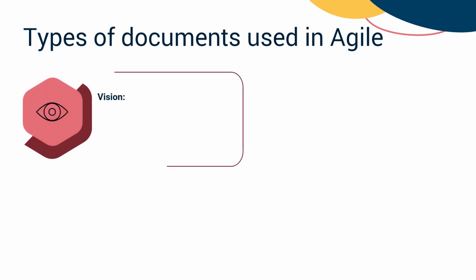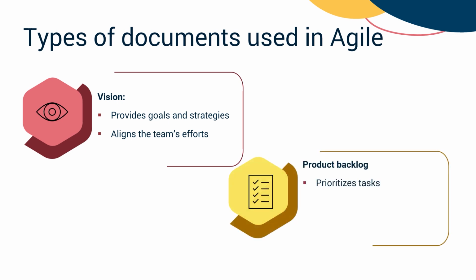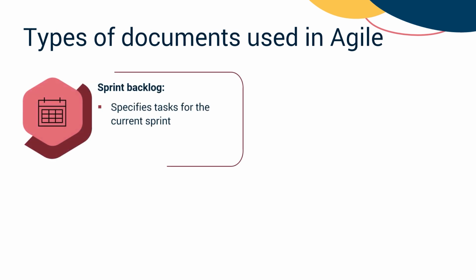Vision document provides a clear and complete picture of product goals and strategies. It aligns the team's efforts with the overarching objectives of the organization. Product backlog prioritizes tasks, guides the team's focus, and drives the accomplishment of sprint goals. Sprint backlog specifies the tasks for the current sprint and provides clear objectives and deliverables.